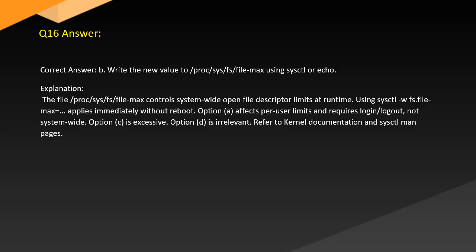Answer. Correct answer: B. Write the new value to /proc/sys/fs/file-max using sysctl or echo. Explanation. The file /proc/sys/fs/file-max controls system-wide open file descriptor limits at runtime. Using sysctl, fs.file-max equals the new value, which applies immediately without reboot. Option A affects per-user limits and requires logout and login, not system-wide. Option C is excessive. Option D is irrelevant. Refer to kernel documentation and sysctl man pages.